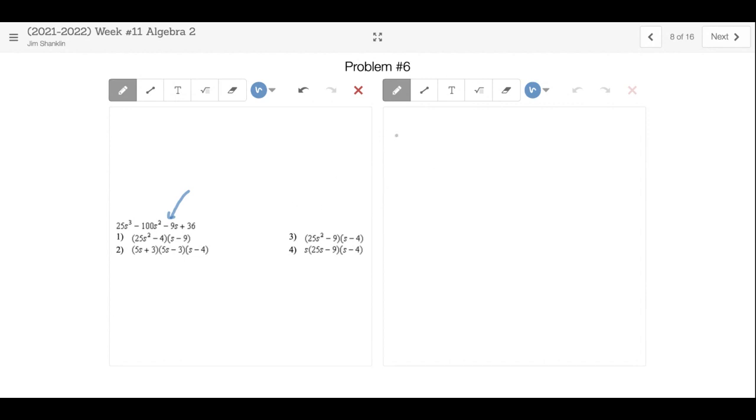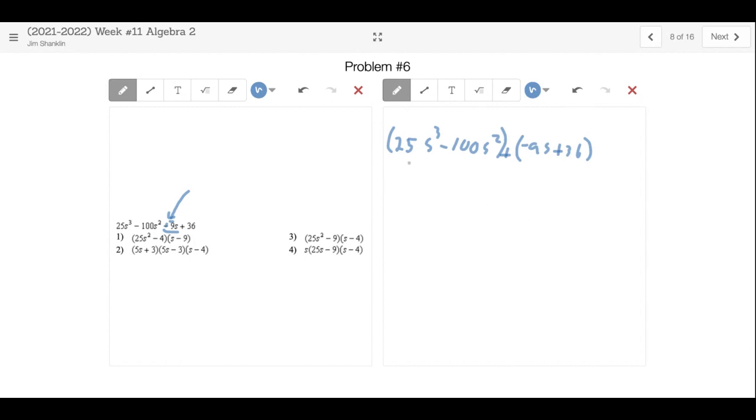So what I would have done in this problem is 25s to the third minus 100s squared plus negative 9s plus 36. I'm just going to change this and make that a negative. It's going to help. Then I'm going to put my parentheses in. That would be my next step.